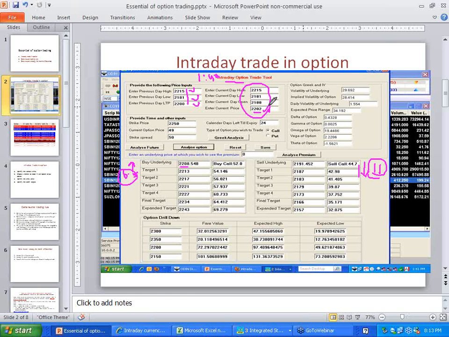I can just compare this thing. After analyzing the future, I compare this price. I am 6 rupees 50 paisa away from the uptrend. I am 11 rupees away from the downtrend. So I have a greater probability to move in the uptrend.